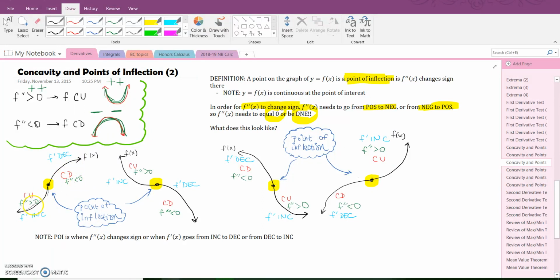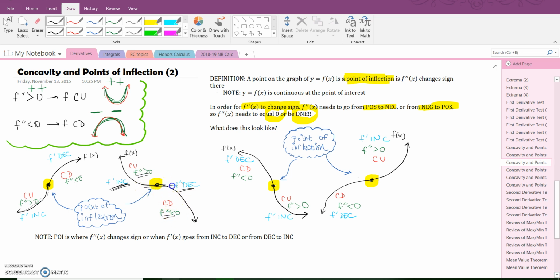The second derivative goes from being positive to negative, so I have my point of inflection. But remember what we can say, if a second derivative is positive, the derivative is increasing. If a second derivative is negative, the derivative is decreasing. Here we have concave up, so second derivative is positive. We have concave down, second derivative is negative. The derivative is increasing, because if the derivative is increasing, the second derivative is positive. Here the derivative is decreasing, so the second derivative is negative.